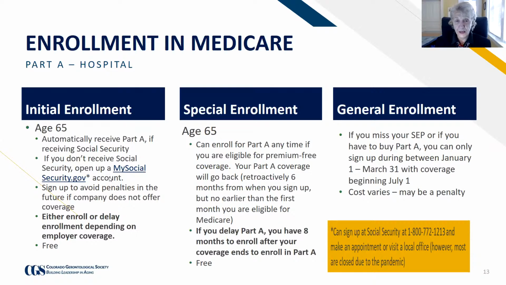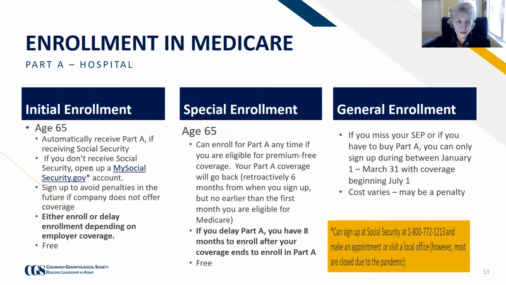mysocialsecurity.gov and open up an account. You can do that online. You can call the 1-800 number for Social Security, which is 1-800-772-1213, and make an appointment or visit a local office. However, many of them are closed temporarily due to the pandemic.